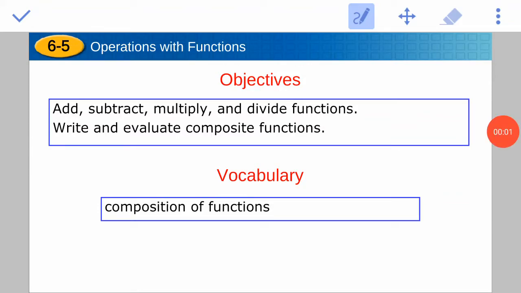Hello Algebra 2 students, welcome to the first part of section 7-5, operations with functions. Today you're going to learn two objectives. Number one, how to add, subtract, multiply and divide functions. Number two, how to write and evaluate composite functions.